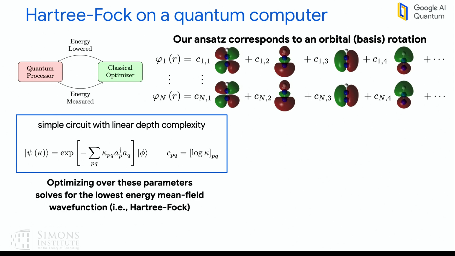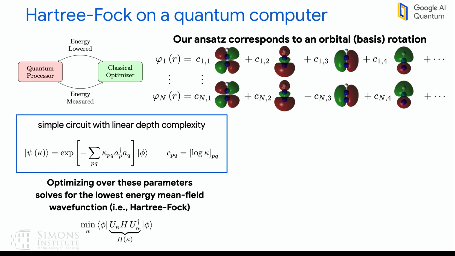So when you use this ansatz in a variational algorithm and then you optimize the parameters, you're actually applying what chemists would refer to as the Hartree-Fock procedure, which is a mean field algorithm for approximating the ground state energy. And usually this algorithm is run as a way of computing these orbitals.